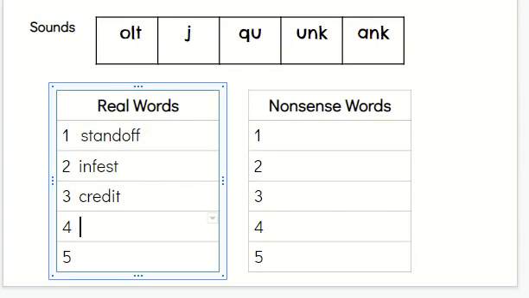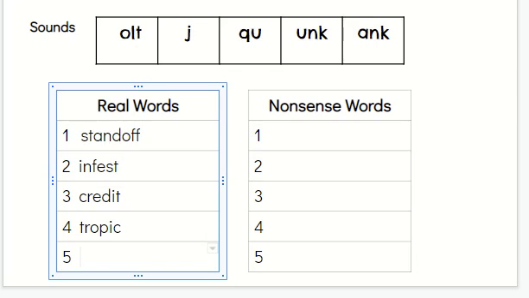Number 4, tropic. Repeat. Trap. Ick. Tropic. There's that ick again, like in panic, tonic, clinic.